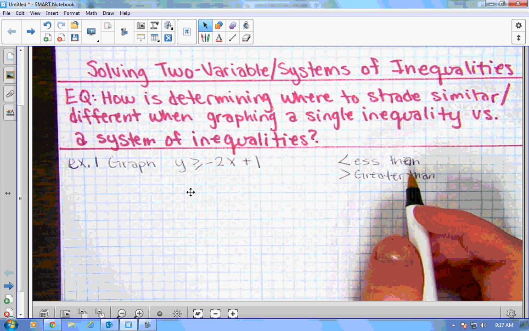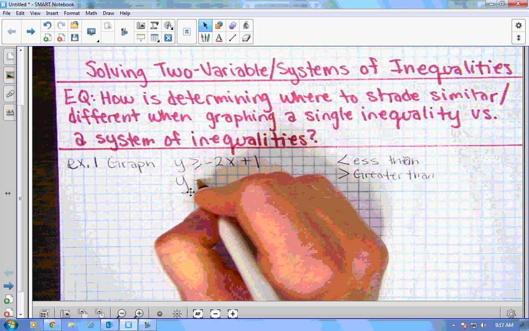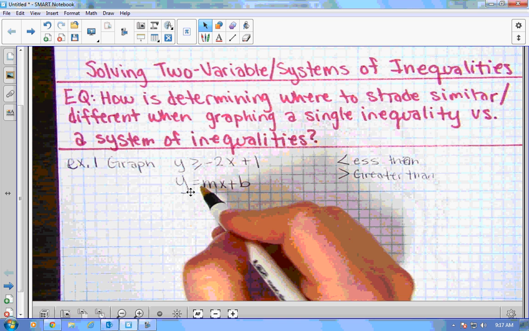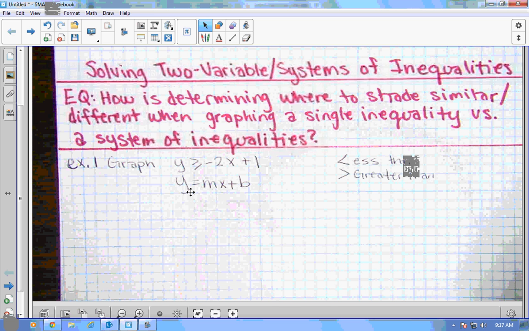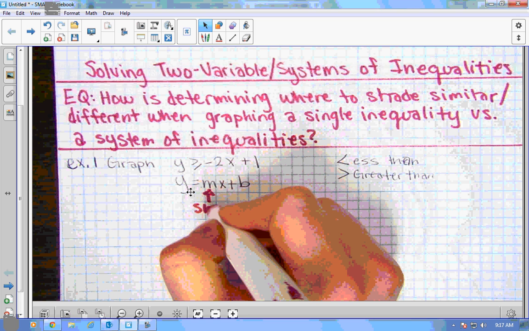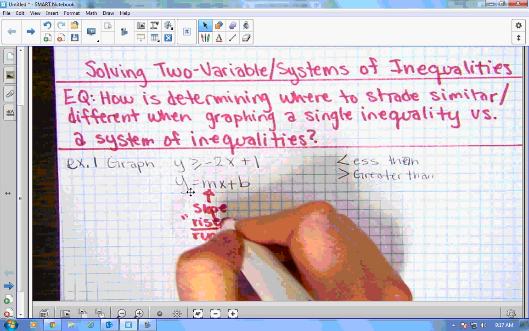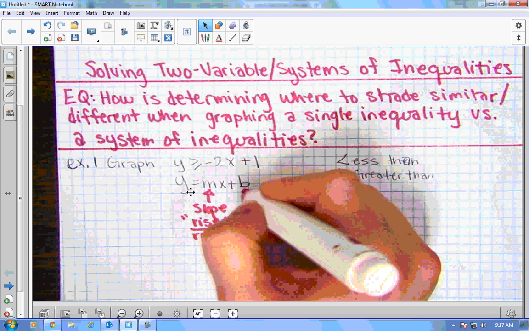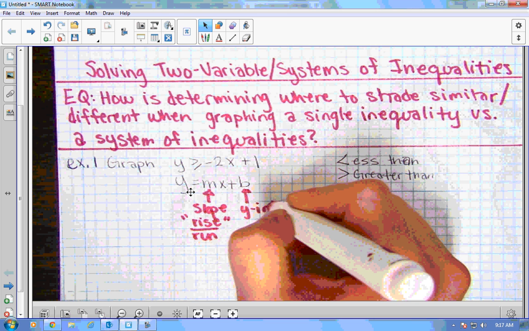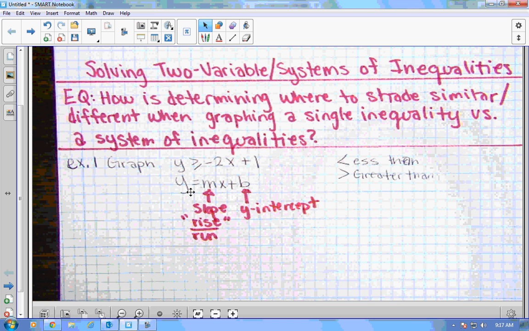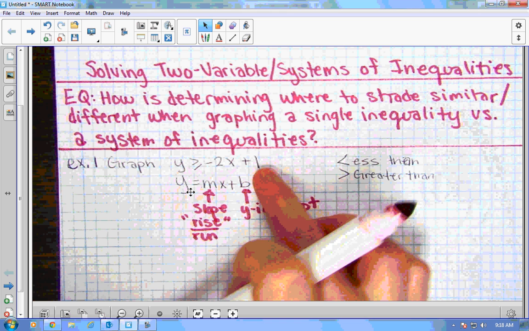Now this is really nice because it's nearly in the form y equals mx plus b. The only difference is instead of an equal sign, we have an inequality symbol. Remember, m stands for slope, and we use the phrase rise over run to help us graph the slope. And b is the y-intercept. So even though this is an inequality, we can still graph it, pretending that it was an equation using the same properties. We have our y-intercept and our slope.